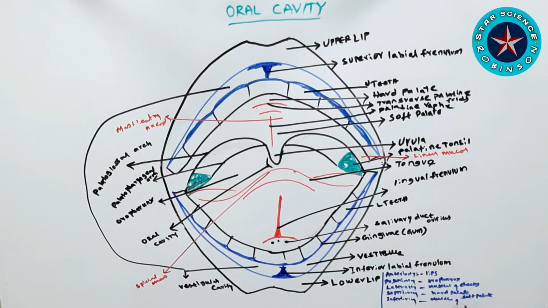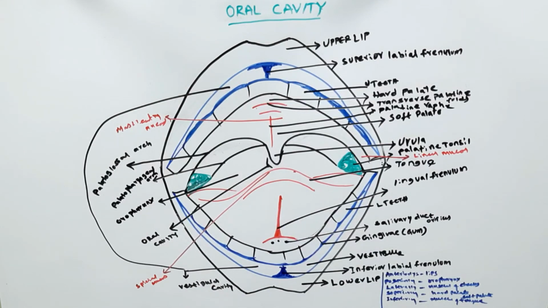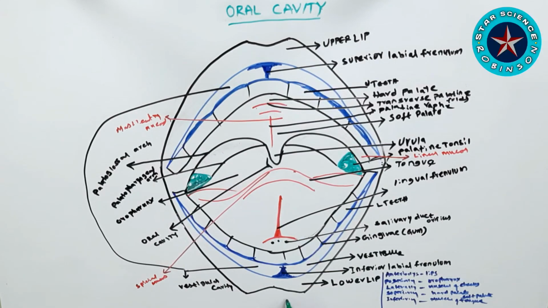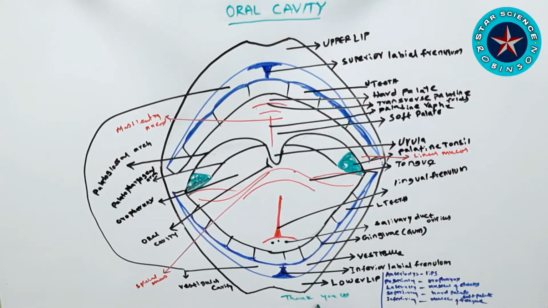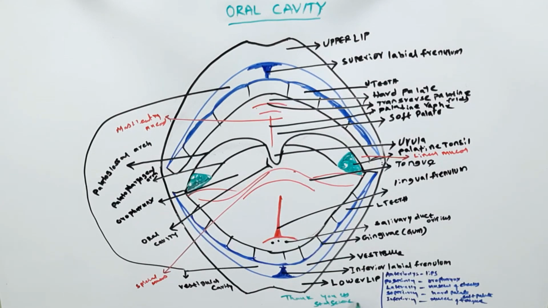I hope this is useful for you. There are three types of mucous membrane: first lining mucosa, second masticatory mucosa, third specialized mucosa. There are two cavities: the oral cavity proper, and second the vestibular cavity.